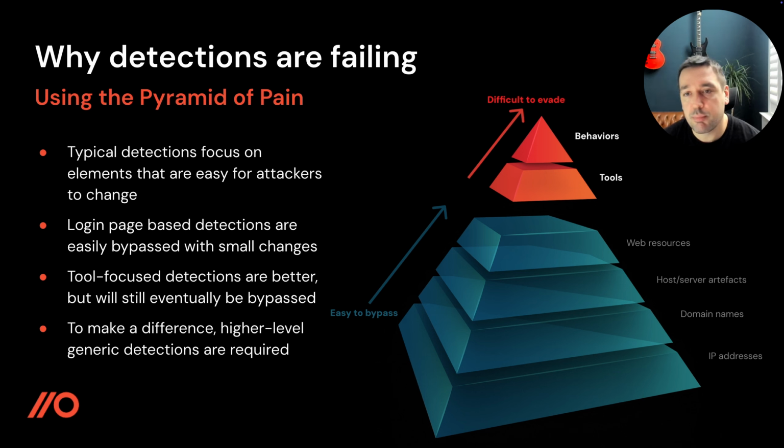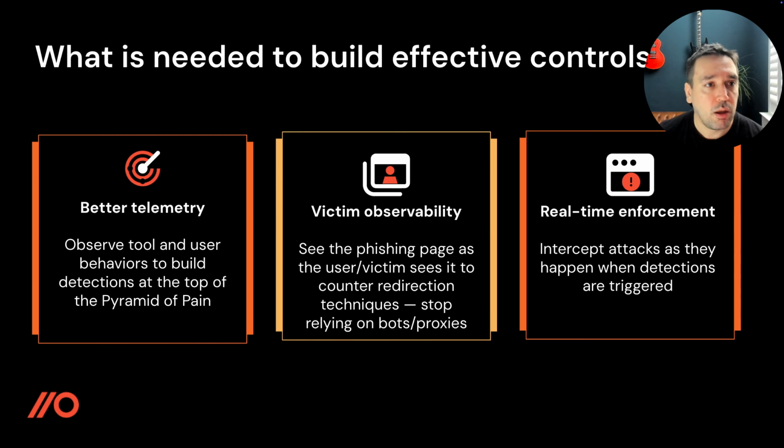So really, we need multiple things to be in place to try and have the most high-level generic detections in order to stand the best chance of dealing with the most advanced and current phishing threats. So we just need to move up that pyramid of pain as best as possible. So really, we need better telemetry. We need to be able to observe all the different data and behaviors that enable us to do this.